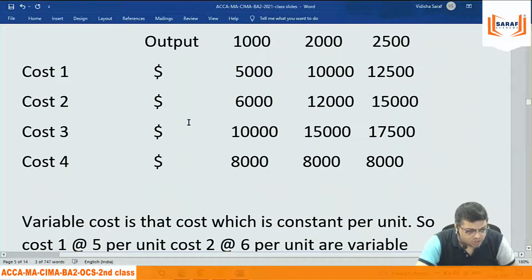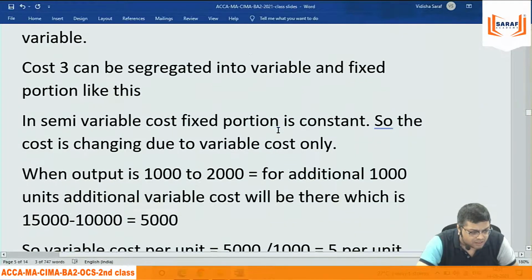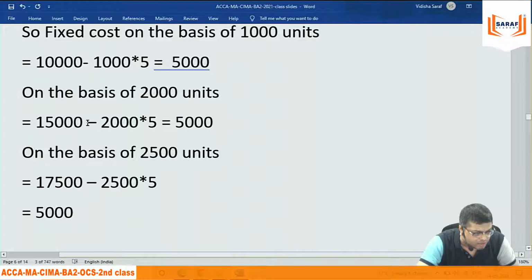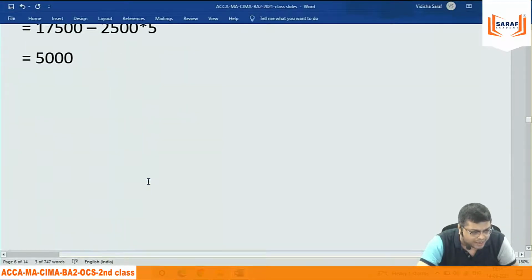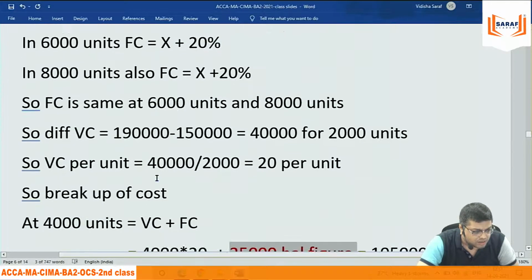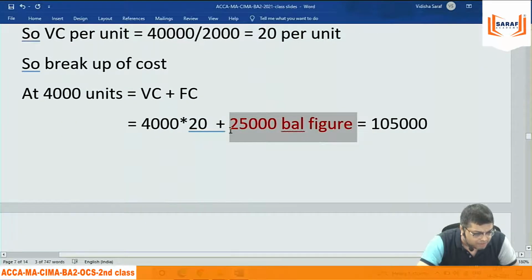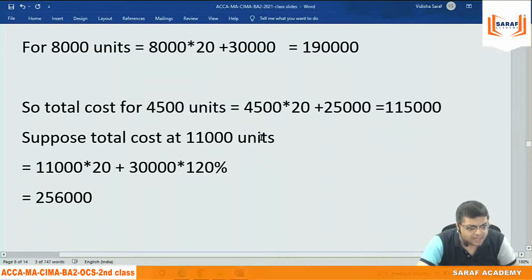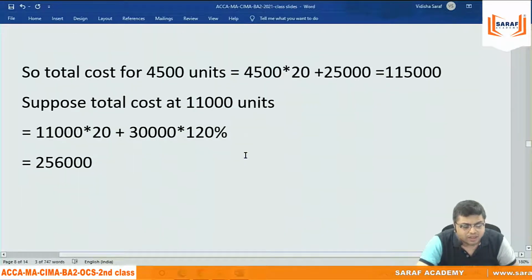When we do this question, then cost 3 is semi-variable, that is 10,000, we divided by 15 per unit and found it. So how did we find the fixed cost? We calculated fixed cost at all the three levels: total minus variable, total minus variable, total minus variable. Same thing. Total 1,05,000 minus variable, same thing. And after that we increased it by 20%, because it is written in the question, it will be 20% more.